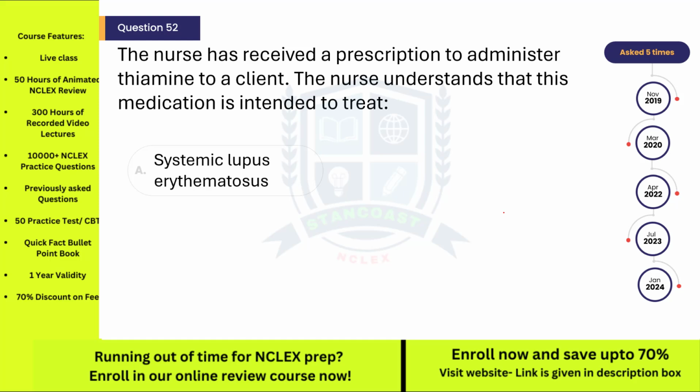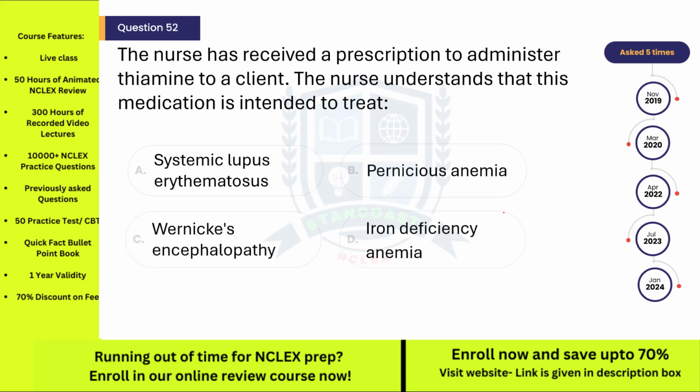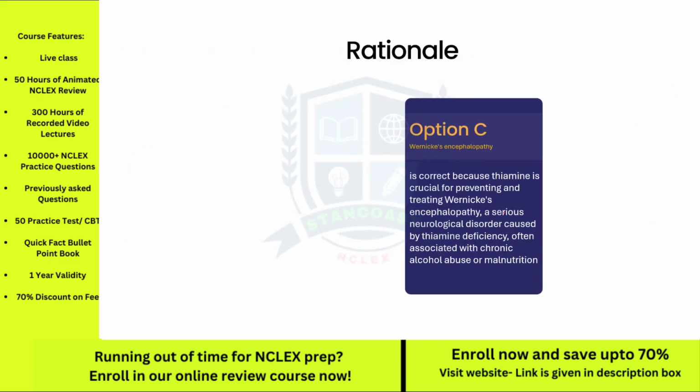Systemic lupus erythematosus. B. Pernicious anemia. C. Wernicke's encephalopathy. D. Iron deficiency anemia. The correct answer is C. Wernicke's encephalopathy. C is correct because thiamine is crucial for preventing and treating Wernicke's encephalopathy, a serious neurological disorder caused by thiamine deficiency, often associated with chronic alcohol abuse or malnutrition.